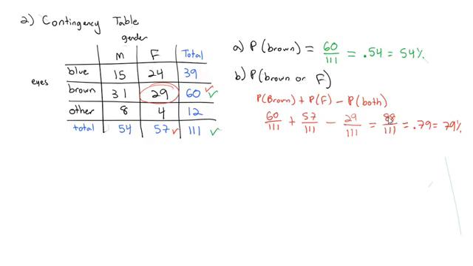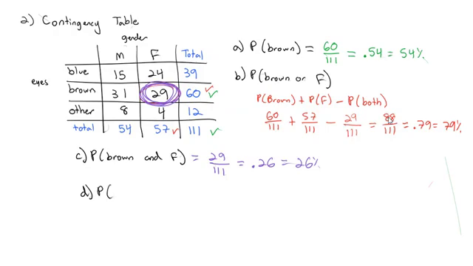Let's look at the AND case. Let's find the probability of brown and female. What's nice about the contingency table is we can see where brown and female are overlapping, right in this middle with these 29 individuals. So 29 out of the 111 people had both brown eyes and were female. That comes out to approximately 0.26 or 26%.